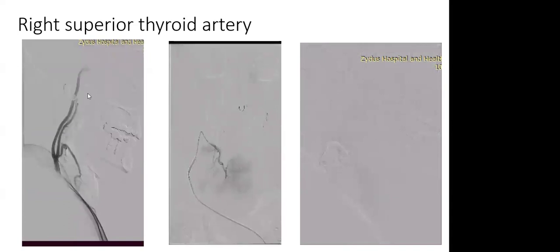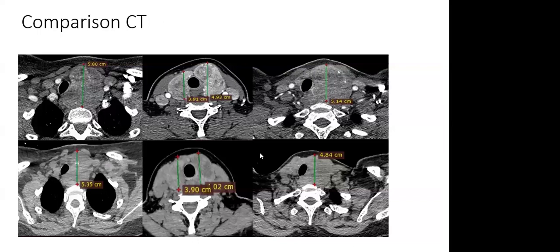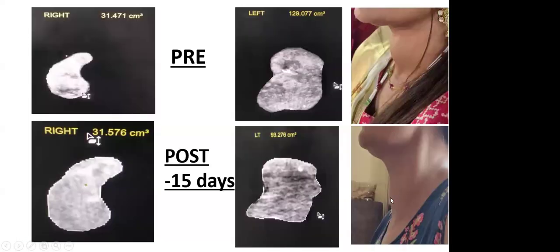And this was just the 15 days follow-up. She came and we took a plain CT scan to compare the pre-procedure and post-procedure. We got good reduction on the left side. On the right side, not significant reduction, but it was only 15 days. And if you can see the external appearance, the thyroid has been reduced significantly.